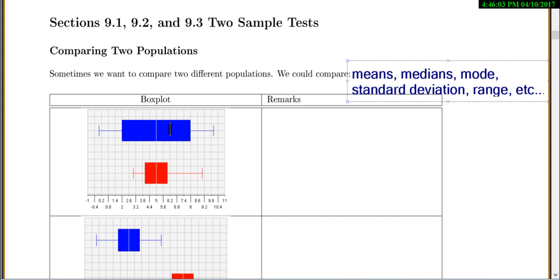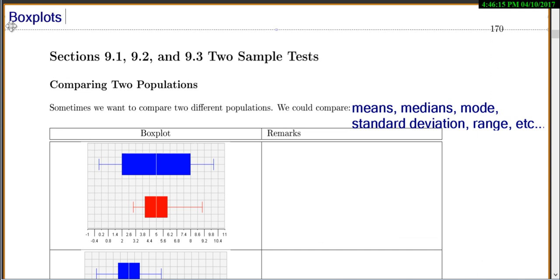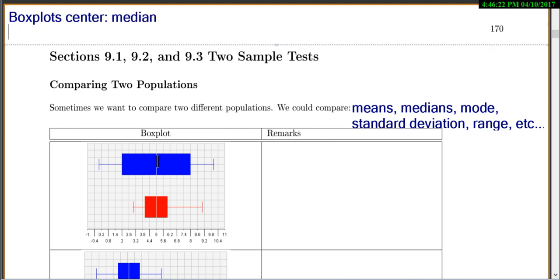So let's compare these sets of two populations. Now we're just given box plots. For box plots, if you want to look at the center, it would be the median because box plots have a little line for the center. They don't really show you where the mean is, so you can't really compare that. And we might want to compare the spread, and the spread on box plots, probably the easiest thing to do would be the interquartile range.